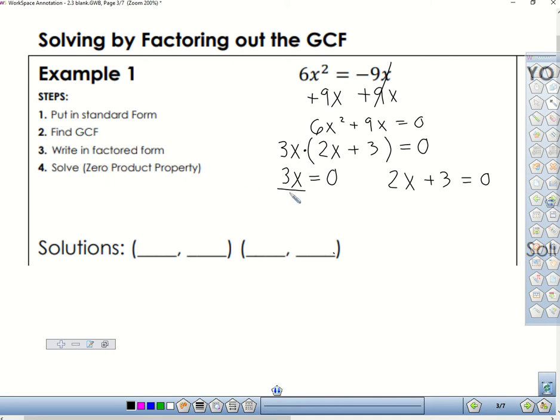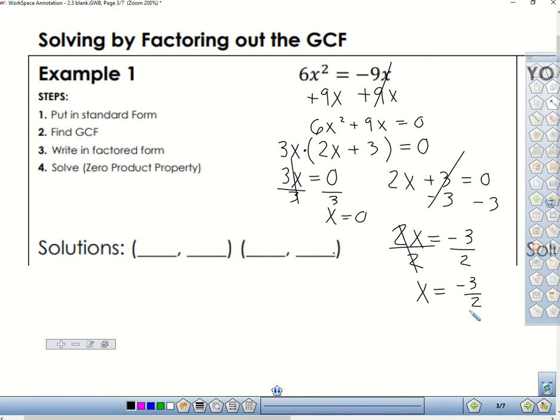And when you do that, you then solve for x, just using normal equation-solving methods. To solve for x over here, I divide both sides by 3 and I get x is equal to 0. And over here, I have to subtract 3 from both sides. That gives me 2x is equal to negative 3. I divide both sides by 2, and I get x is equal to negative 3 over 2, which is negative 1.5.